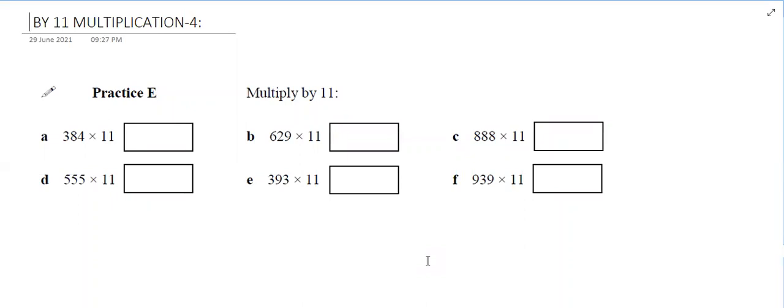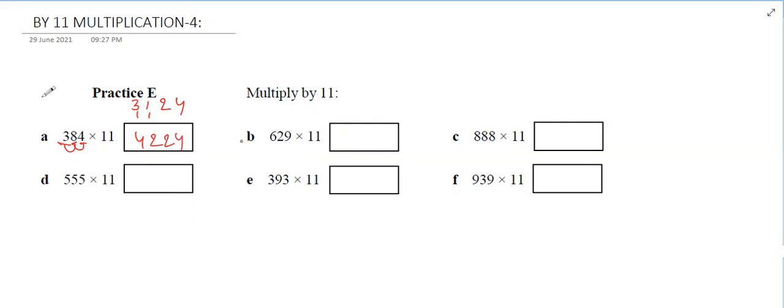First question. Yes, sir. First we need to write 3. And then 3 plus 8, 11. 1 carry. And then 8 plus 4, 12. 1 carry and 2. So 4, 2, 2. And 4 again. Yes, 4, 2, 2, 4.